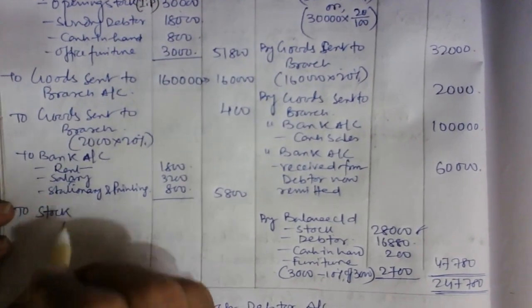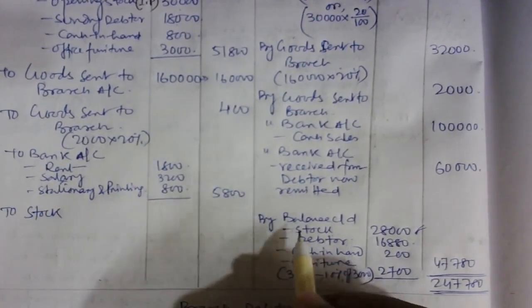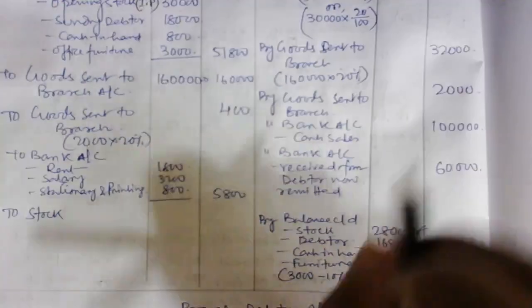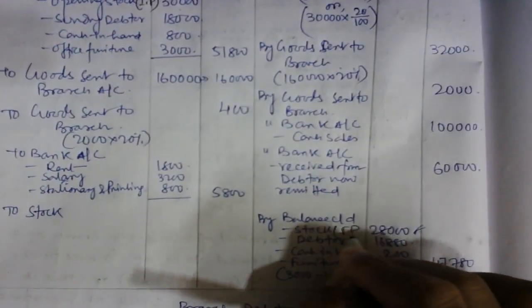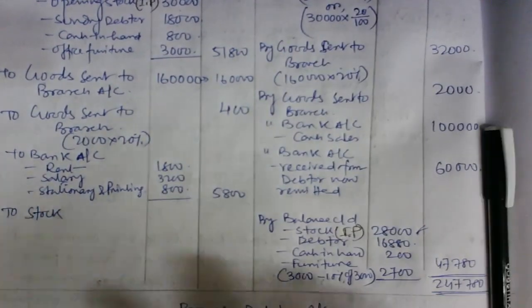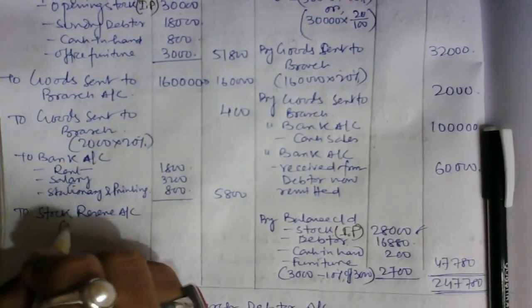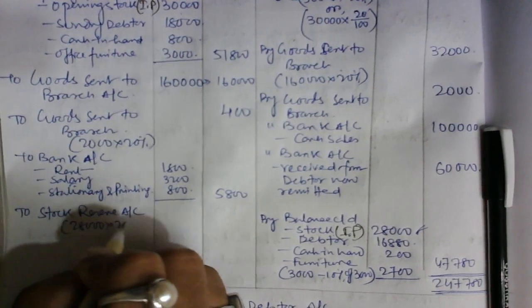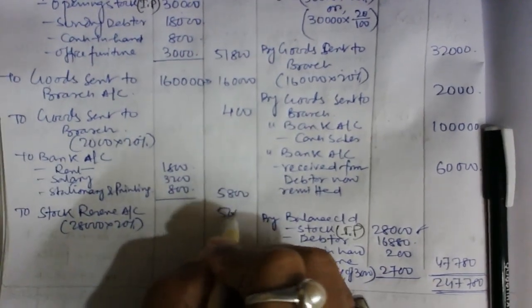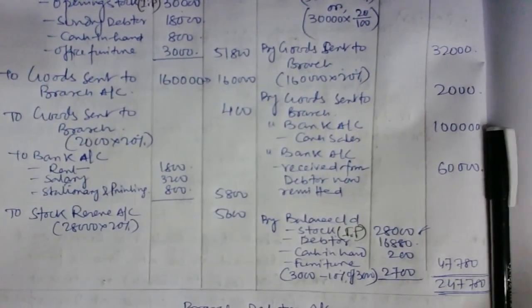See, you cannot miss any point here. In the closing stock, this is also in IP. Correct. We need to unload it. So to stock reserve. 28,000 into 20%, sir. 5,600. So 5,600. Okay.